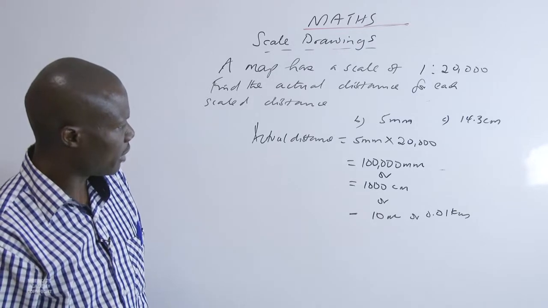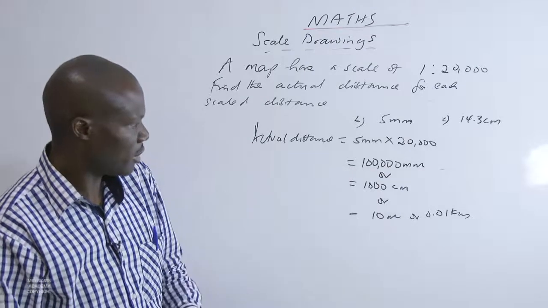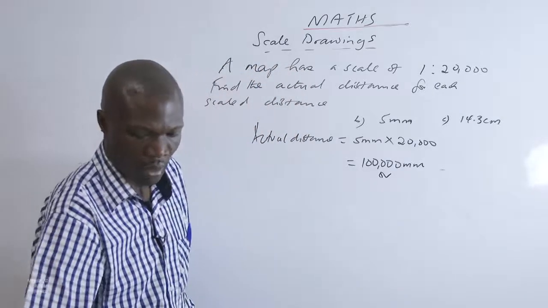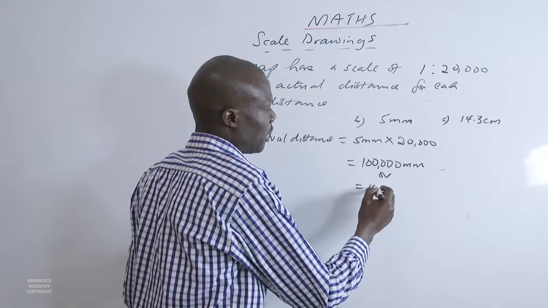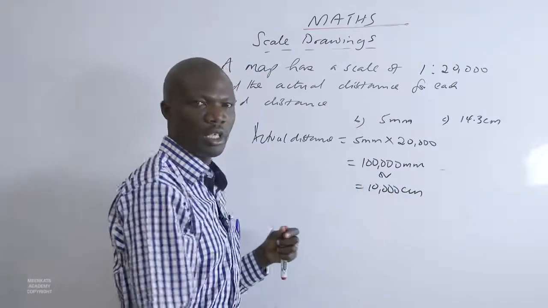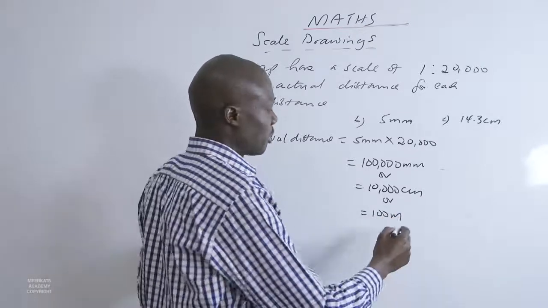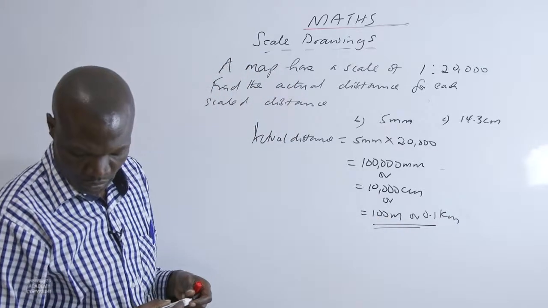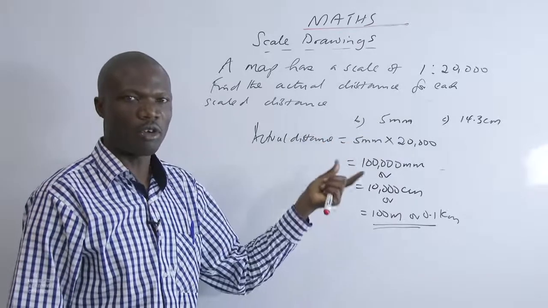So we are looking at 100,000 millimeters. We need to do the correct conversion here. 10 millimeters makes 1 centimeter. So this is equivalent to 10,000 centimeters, not 1,000. 10,000 centimeters or 100 meters or 0.1 kilometers. The matter of concern is the way you convert your units.